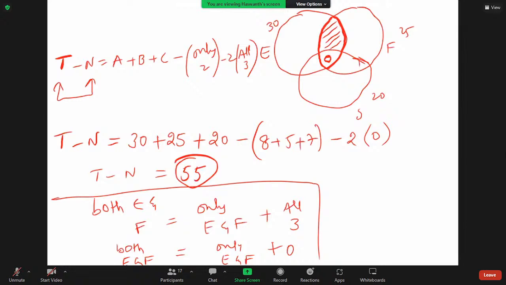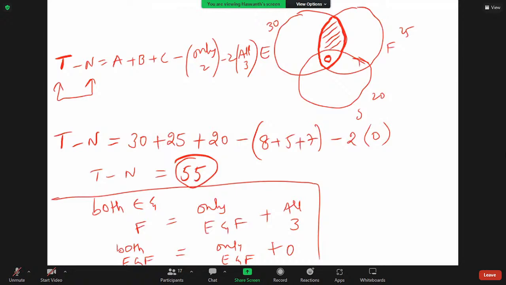So first identify what is the term we need to find out. We need to find out the value of total minus neither. Then substitute values for the remaining terms. A value 30, B value 25, C value 20. Minus only two values, 8 plus 5 plus 7. Minus twice all three. Also here, in the question, he said both English and French, but I am taking only English and French as the same value because all three is 0. No one is studying all three. So 8 plus 5 plus 7 minus twice all three, which is 0.